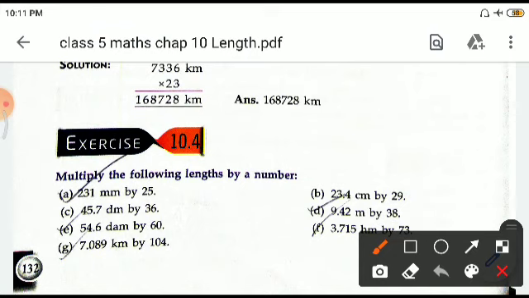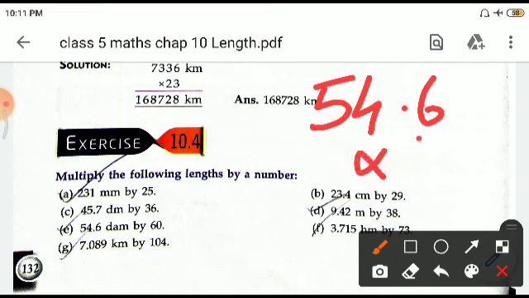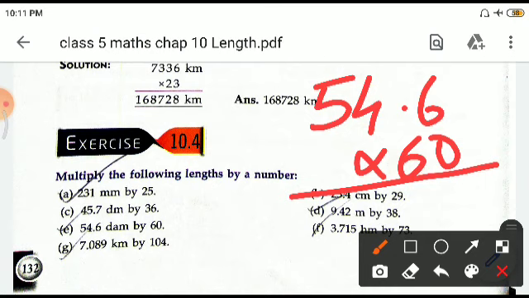Now you can take any of the two. 54.6 decameters into 60. If we write this, on the top it will be 0 0 0, 0 0 and 0. By multiplying by 0 we get this.